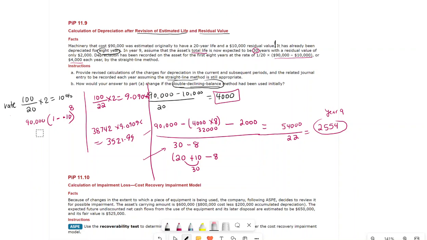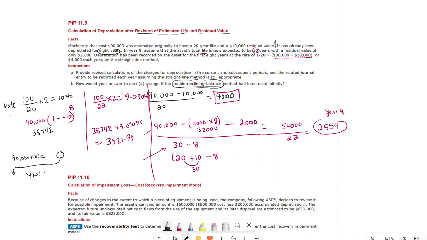And why did we do it this way? Otherwise you could sit there and work out a number for each of the 8 years. You start with the 90,000, multiply by the 10% for the first year, and so on, using whatever the carrying amount is.